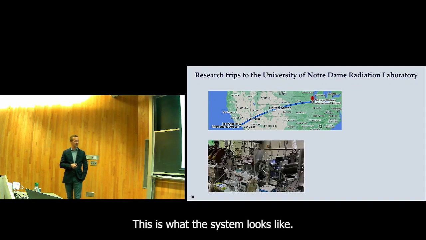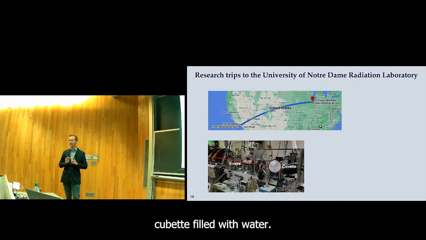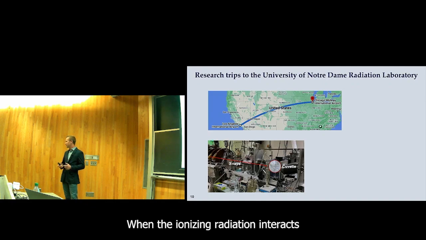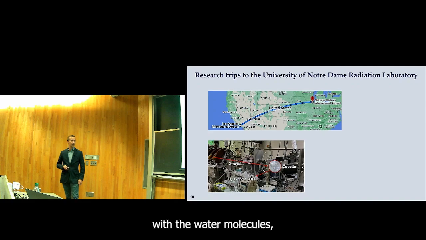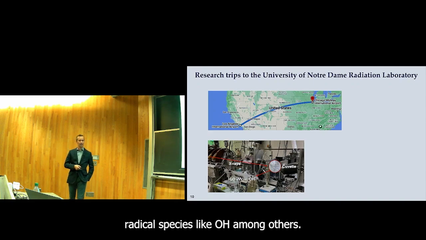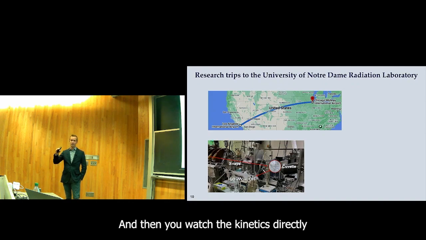This is what the system looks like. There's more back here, but the basic idea is that it accelerates X-rays very, very fast into this cuvette filled with water. When that ionizing radiation interacts with the water molecules, it produces these transient radical species like OH, among others. And then you watch the kinetics directly using transient spectroscopy on the microsecond time scale.